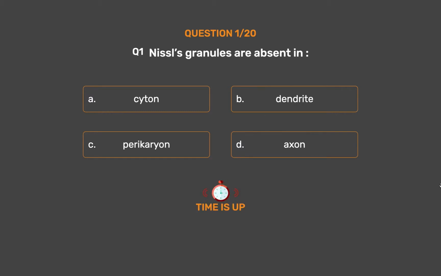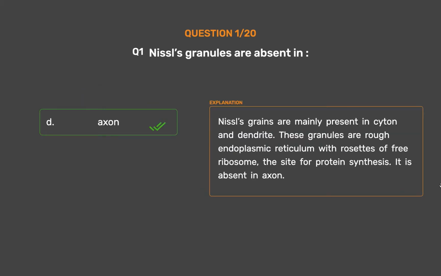The correct answer is Option D. Axon. Nissl's granules are mainly present in cyton and dendrite. These granules are rough endoplasmic reticulum with rosettes of free ribosome, the site for protein synthesis. It is absent in axon.